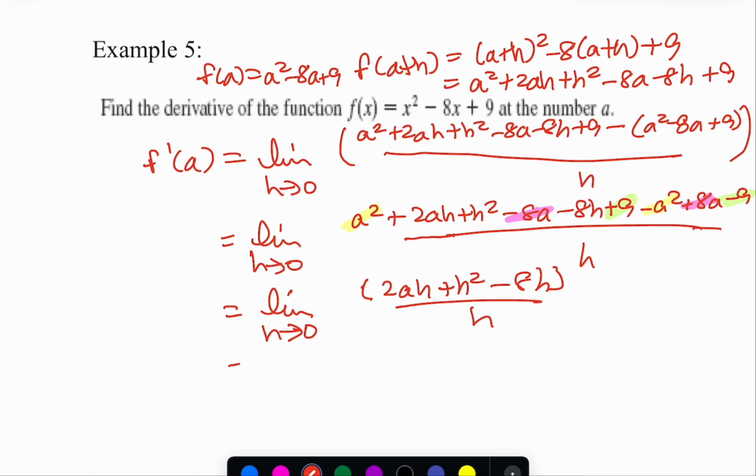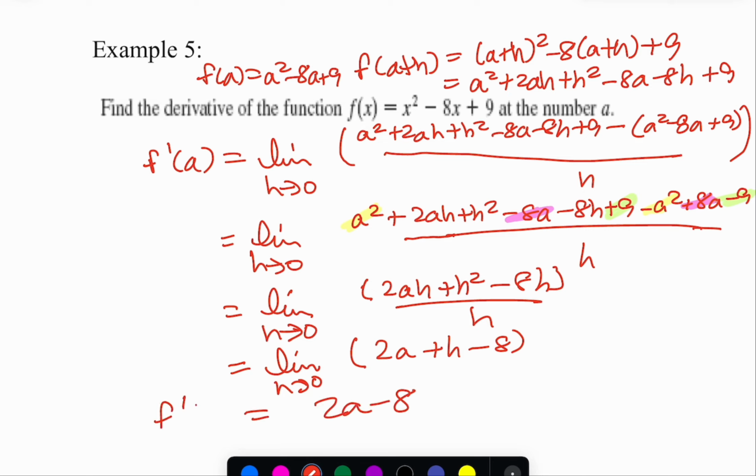Now it's all over h, so now you can check if you're right. If you did your algebra right at this point, the h should be divisible into every single piece. Just divide it. So it's going to be 2a plus h minus 8. And all we're going to do is plug in 0 now for the h only. And we get 2a minus 8. So the derivative of x squared minus 8x plus 9 is 2a minus 8.